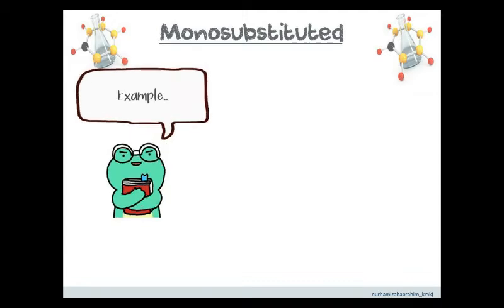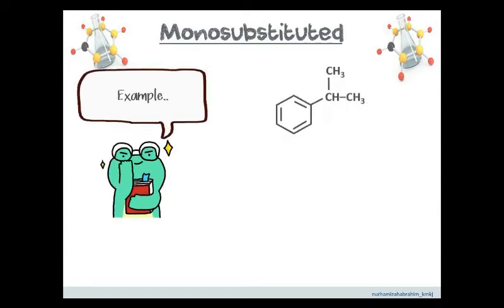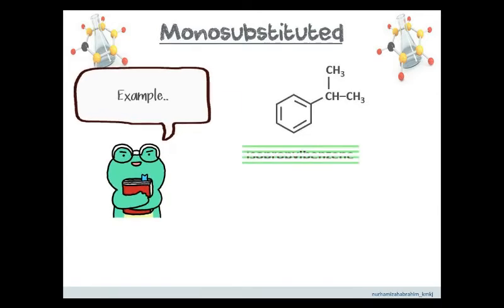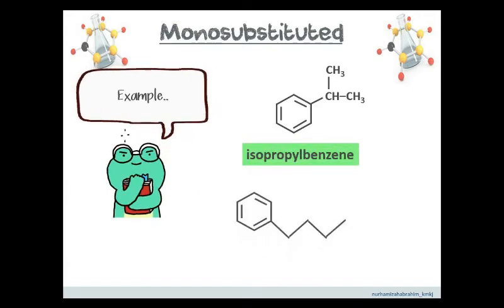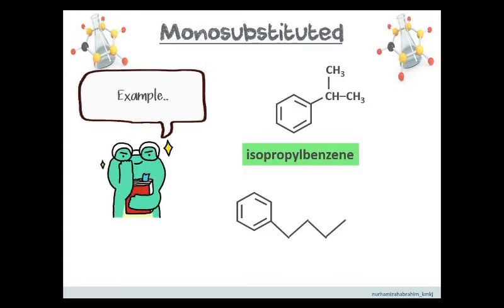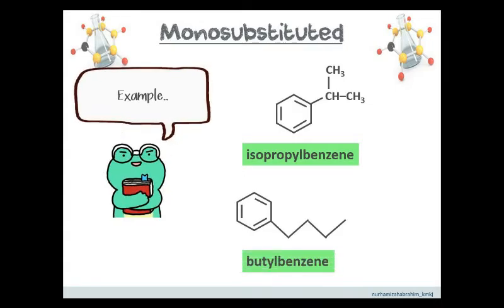For examples, the first structure has isopropyl as substituent. Therefore, the name is isopropylbenzene. For the second structure, it contains butane as substituent, which becomes butyl. Thus, the name is butylbenzene.